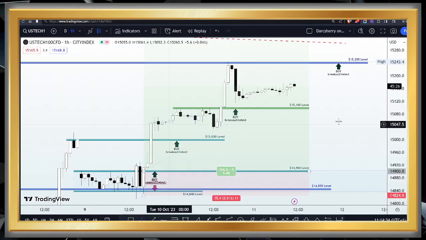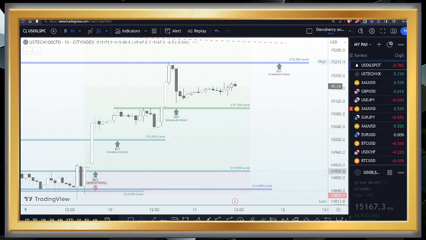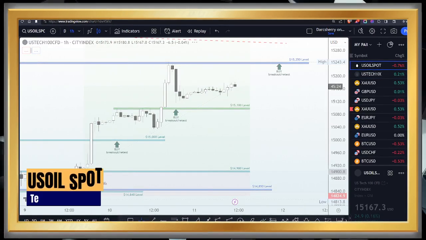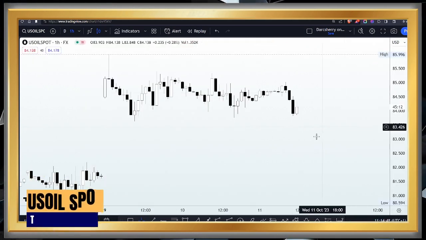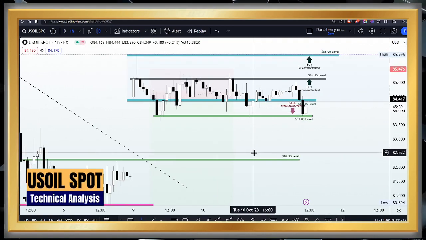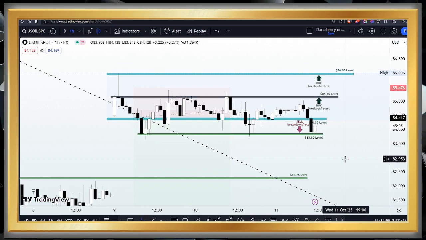Now, talking about price action, let's dive right into the first asset on our watch list for today, which is the US oil spot. So while I wait for my chart to load up, okay, finally it has loaded. So we're right now on the 1 hour time frame of the US oil spot chart. Now, if you look at this structure on the 1 hour time frame, it is quite clear that there have been no changes in this market since the beginning of the week.